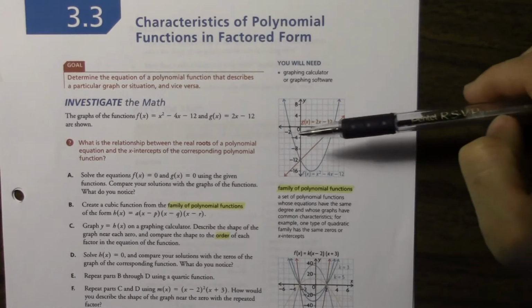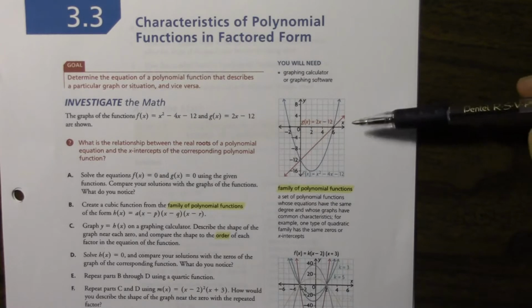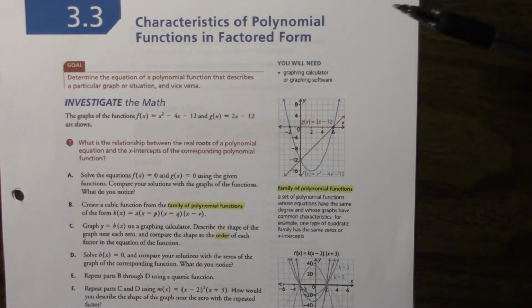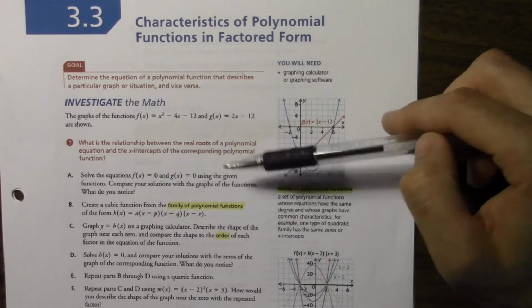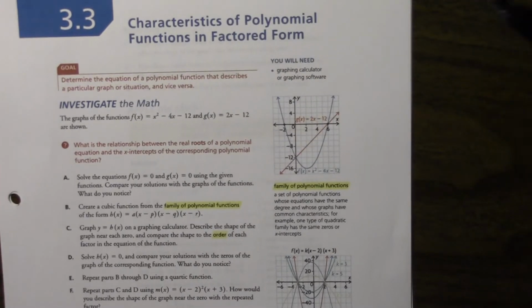Prior to this, if you saw a quadratic function in vertex form, you'd have a good idea of what the graph looked like. Now we're going to show factored form, or a variation of it, for cubic and quartic functions, and we should get an idea of what the graph looks like.